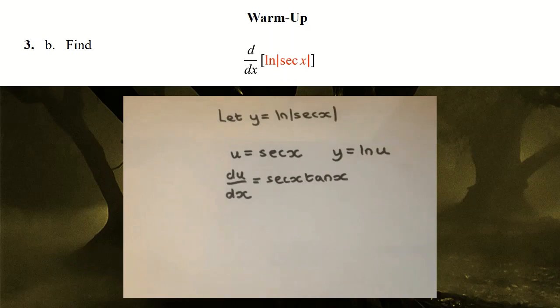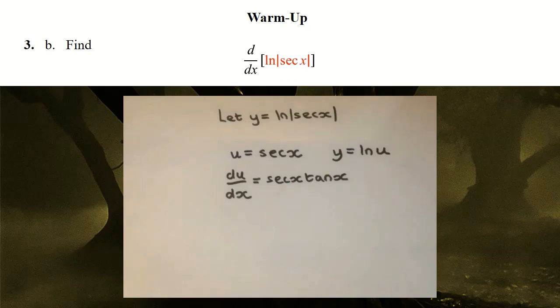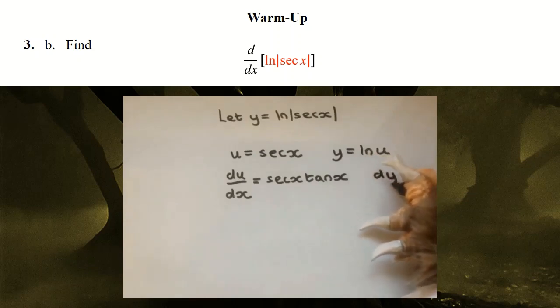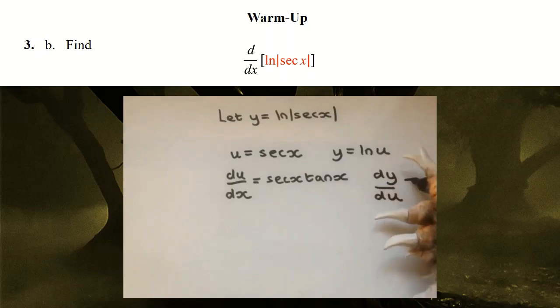Okay, and then we have to differentiate y with respect to u. Okay, so that's going to give us dy by du. Okay, dy by du, and that's going to be 1 over u.